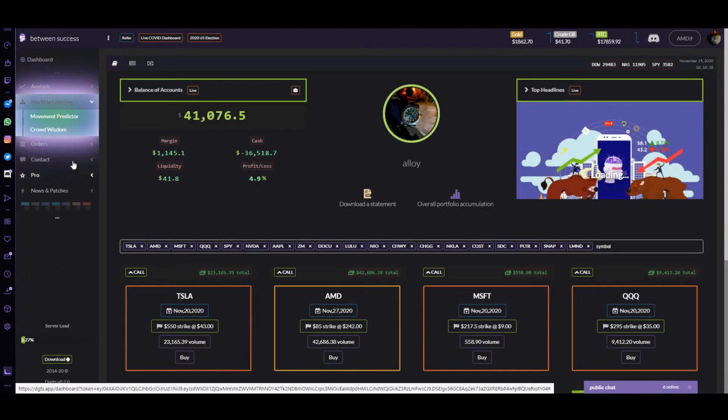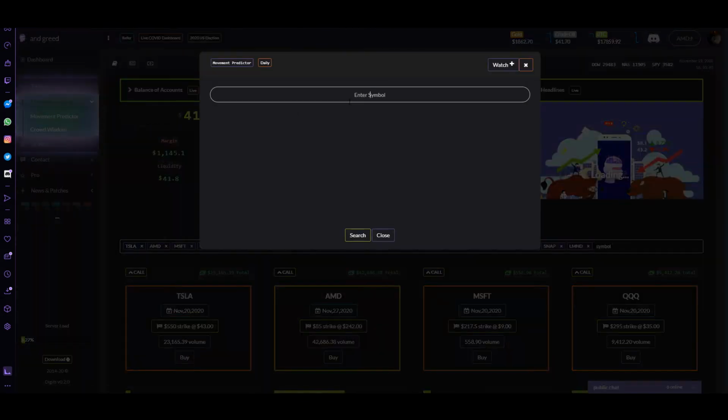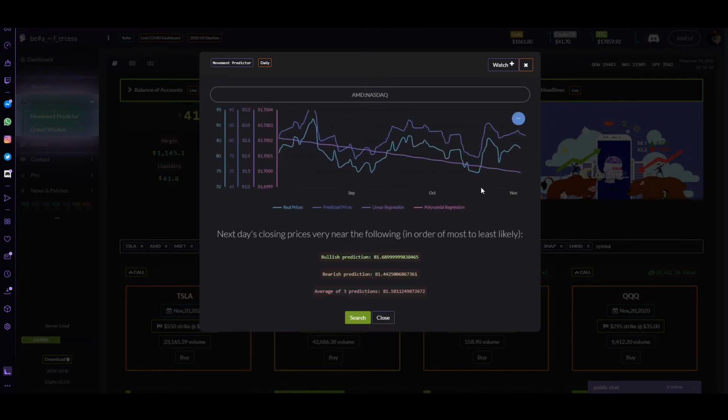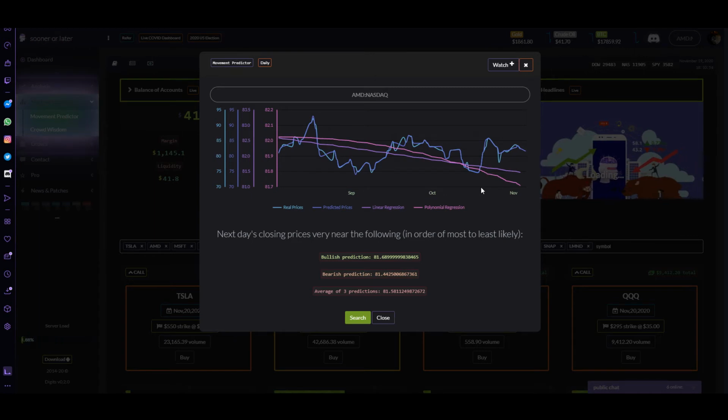Let's next look at movement predictor. Same company, AMD. Why not? Search, and it will take a moment. This is one of our heaviest artificial intelligence algorithms, but with a little bit of patience, a gorgeous graph that's really easy to understand pops up.